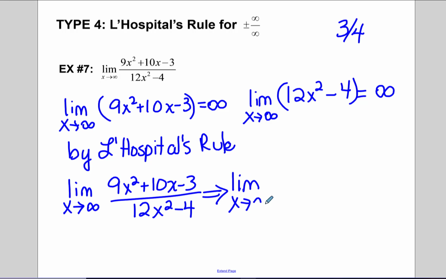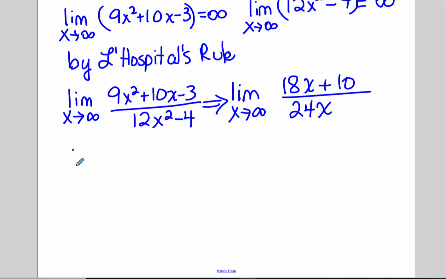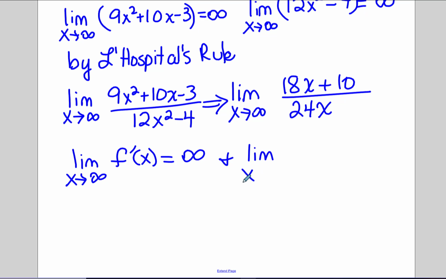to include the limit of the derivative. So 18x plus 10 divided by 24x. Again, it's going to have to be repeated because the limit as x approaches infinity of the first derivative of the numerator is infinity, and the limit at infinity of the first derivative of the denominator is also infinity. We still have indeterminate form.